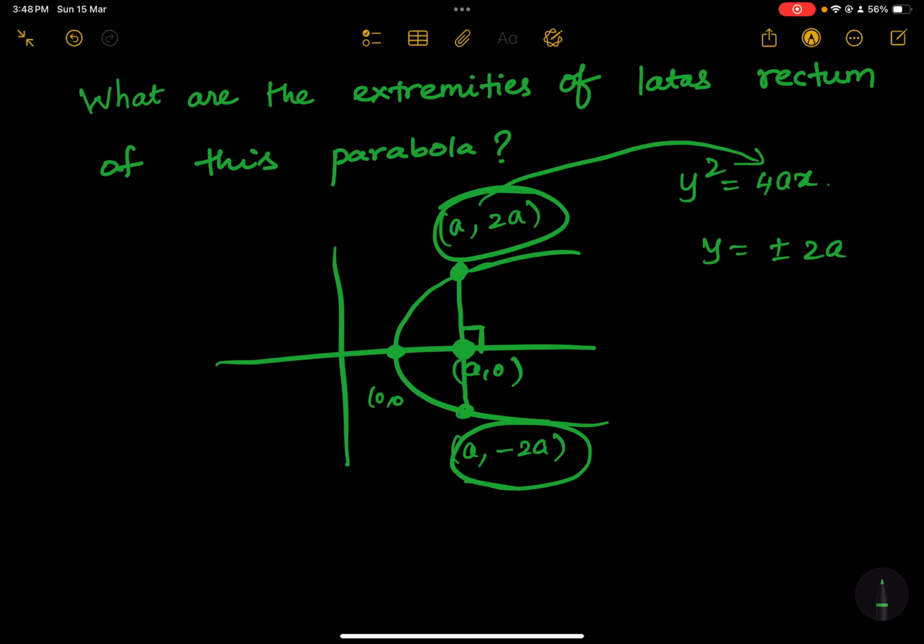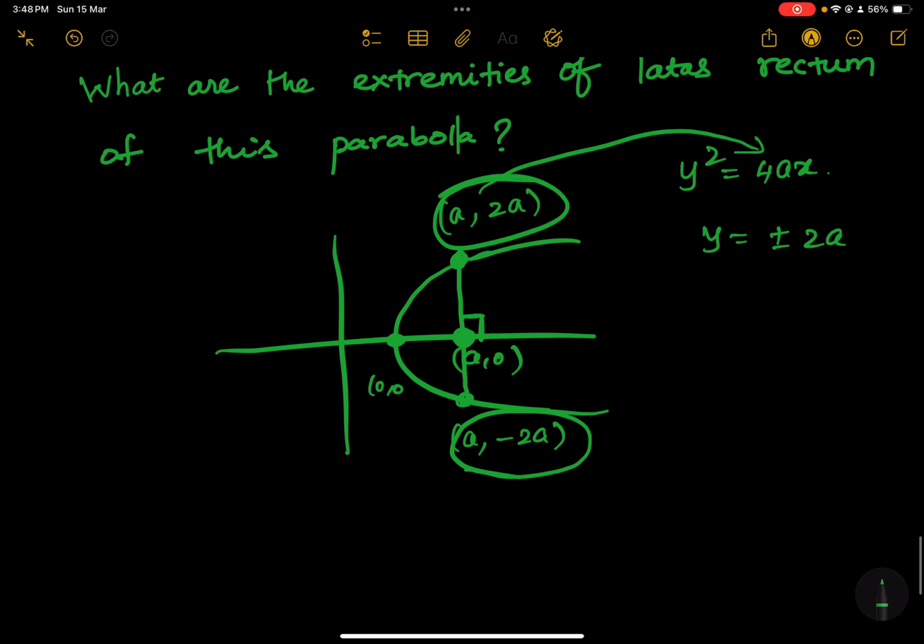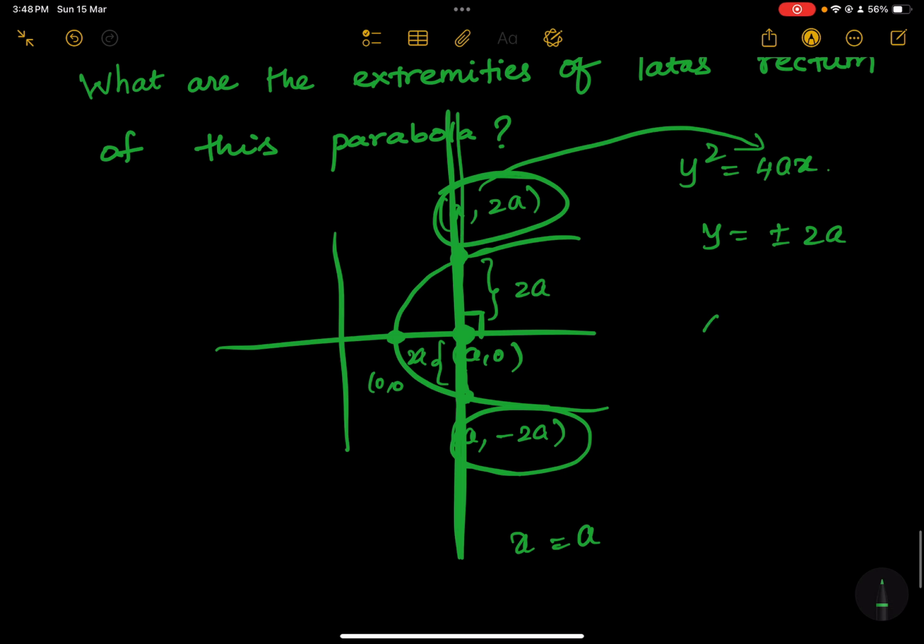All right. And what is the equation of latus rectum? Equation of latus rectum is simply x is equal to a. And what is the length of the latus rectum? This particular length is 2a, and this particular length is also 2a. So therefore, the length of the latus rectum is 4a.